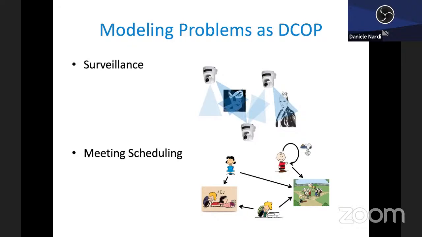And the other example that we are going to make, an example of a problem that can be formalized as a distributed constraint optimization, is meeting scheduling. And also this is an old reference to Charlie Brown comics, with Charlie Brown, Lucy, and Schroeder that have to arrange a meeting for playing baseball, the typical activity. And they have other constraints like playing piano, feeding the dog, feeding Snoopy, and other things.